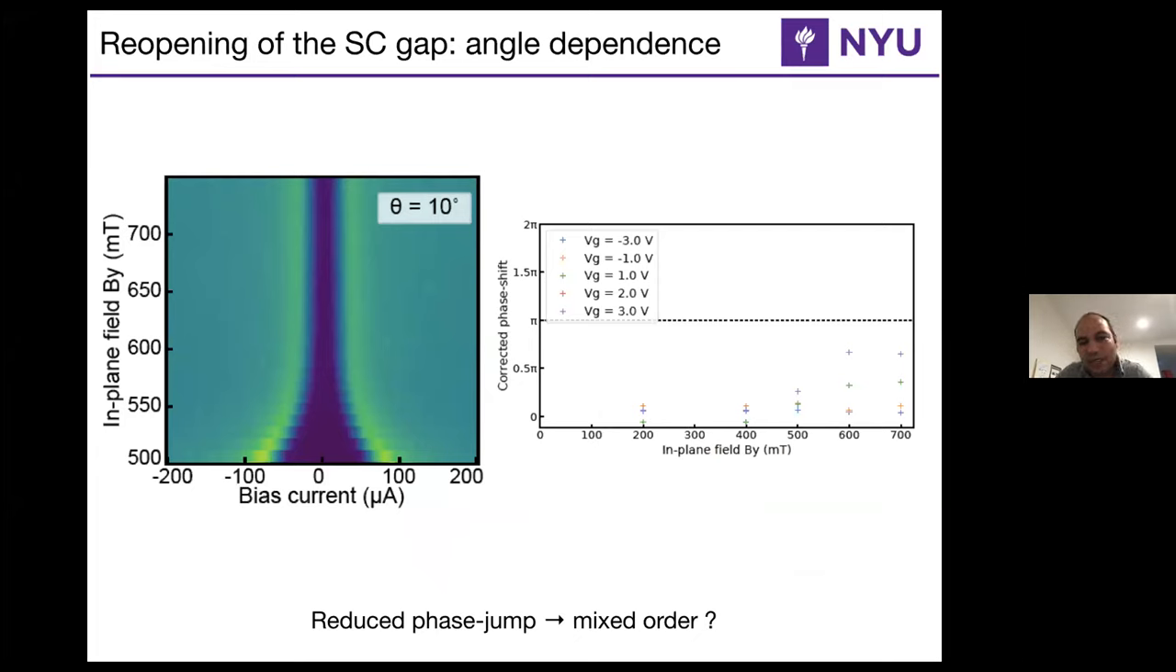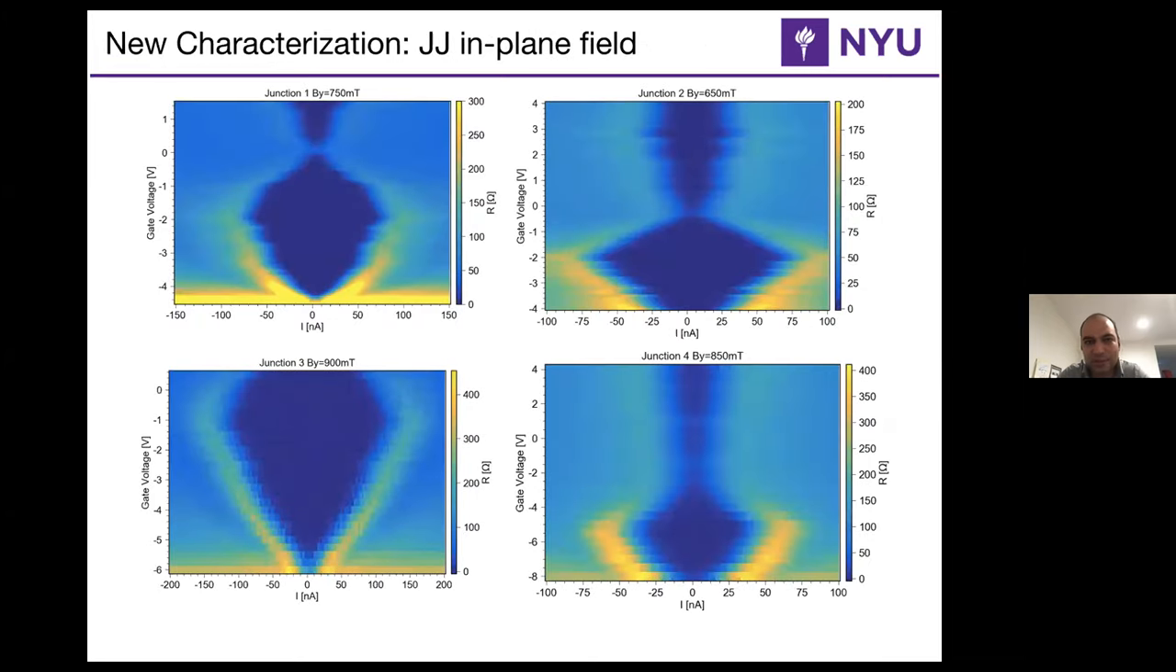And if you think about it, it could be that at some point, at 20 degrees, you have S wave, at zero, let's say you have P wave. And then if it's in the middle, you may have a mixed order so that you get some enhancement. But that's obviously yet to be seen.